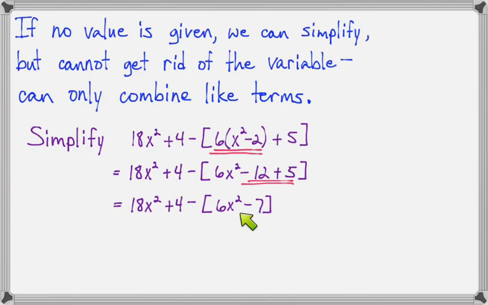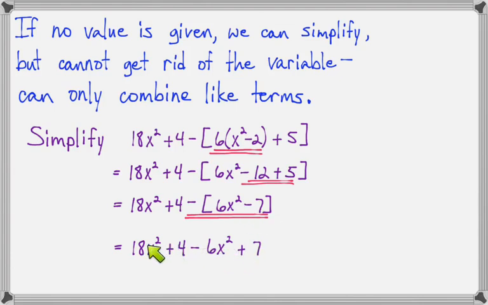So now we go outside the brackets. Can you distribute this minus? And the answer is yes. So we distribute the minus sign. Remember, that's like a multiplication step. And we're going to get negative 6x squared, and negative 7 makes plus 7.